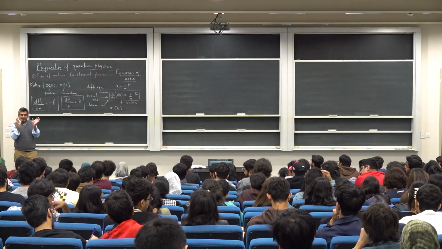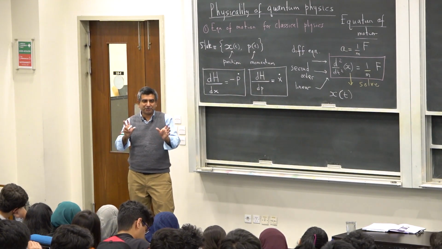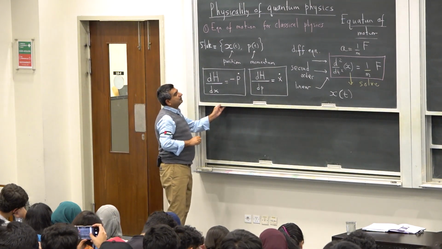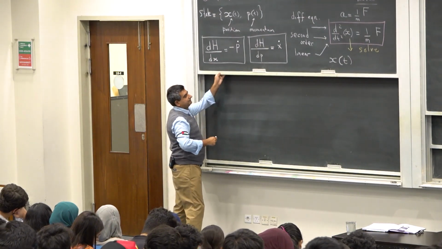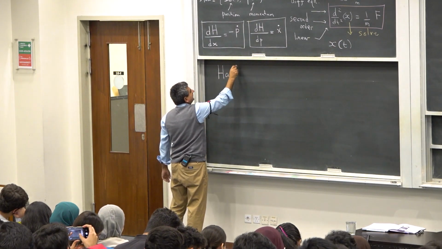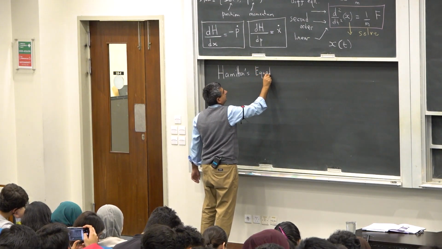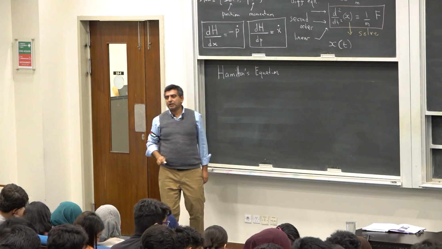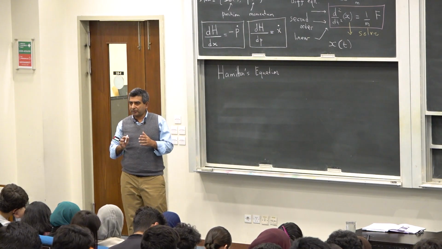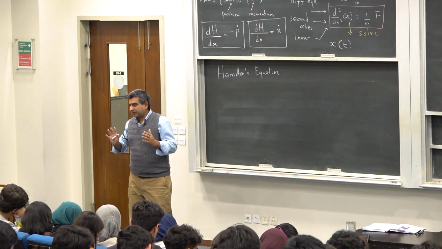So these are two equations. They are the equations of motion for a classical system. These equations are called Hamilton's equations. Are they first order or second order? First order. Each one of them is a first order equation. They are the equation of motion for classical systems.